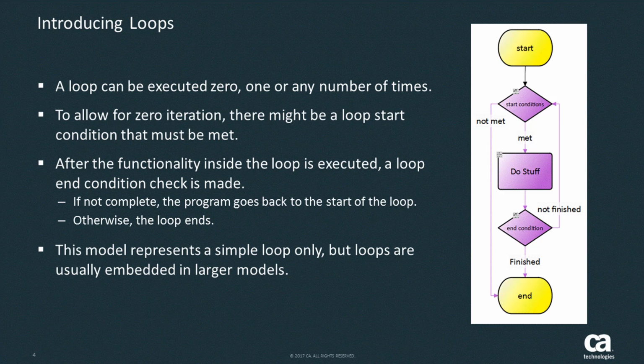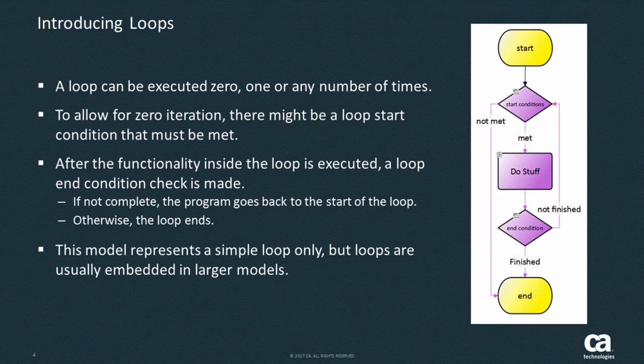So firstly, a loop can be executed 0, 1, or any number of times. And in order to allow for a 0 iteration, there might be some kind of check at the start, some condition that must be met to say whether you even enter the loop in the first place. Once you're inside the loop, a check condition again is made at the end of the block of code or activities that says, have we completed this task? Should we go back to the start of the loop and repeat it again? If we have finished, the loop ends. So we have usually some kind of entry criteria and some kind of exit criteria for our loops. We don't need an entry criteria if we are guaranteed to exercise a loop at least once.